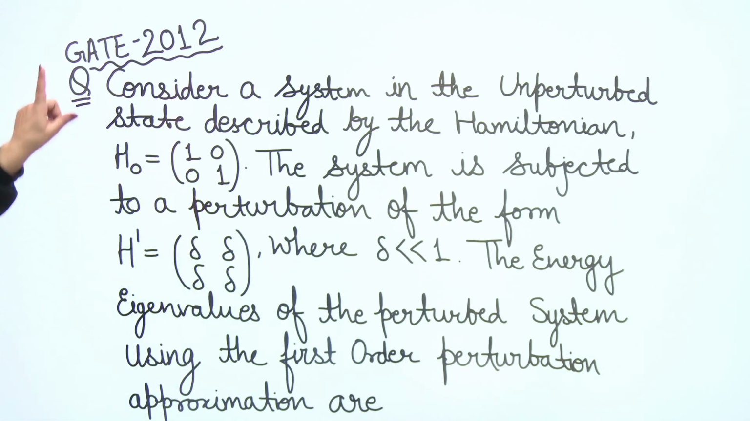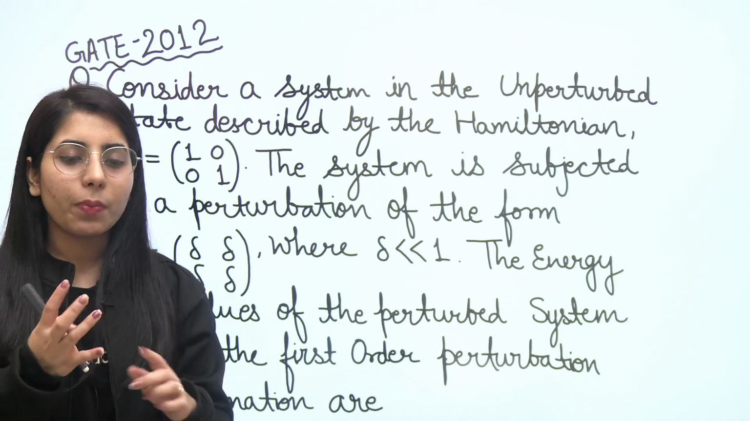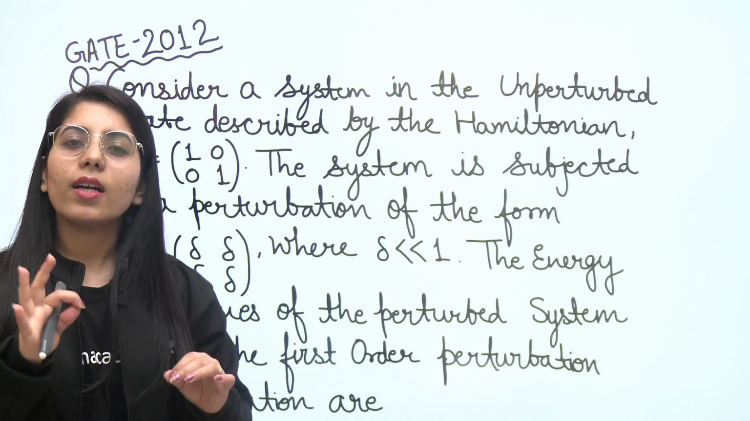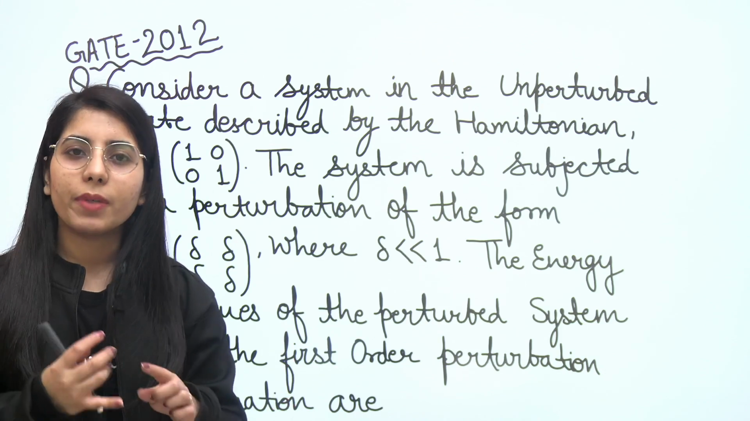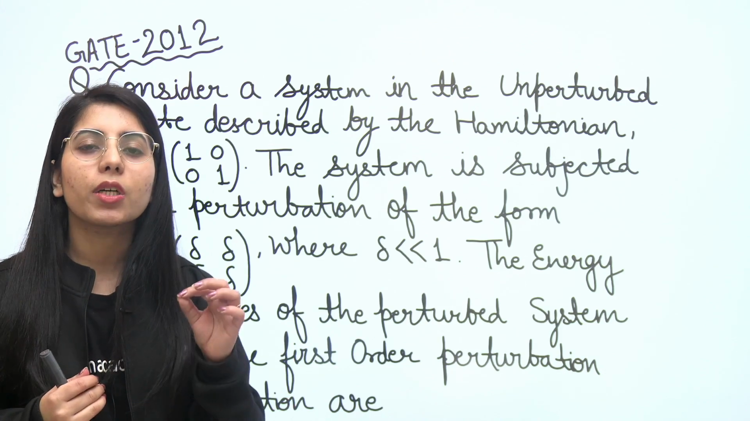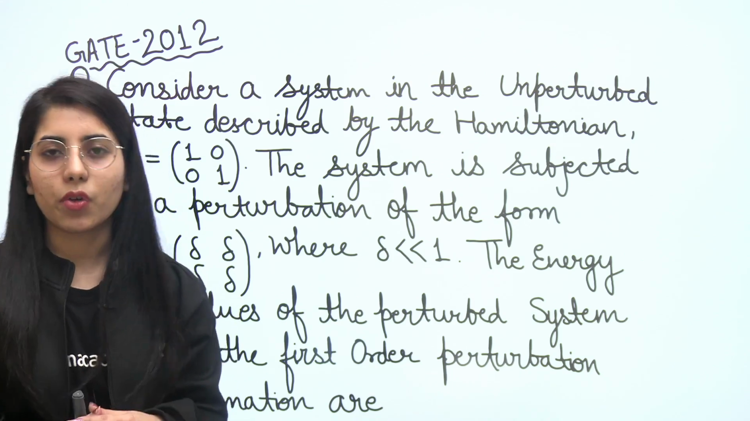The first question is from the GATE 2012 exam. The questions are from the perturbation theory part, but a little bit different, because in these questions we are gonna have the Hamiltonian given to us as well as the perturbation given to us in the form of matrices. Clear?